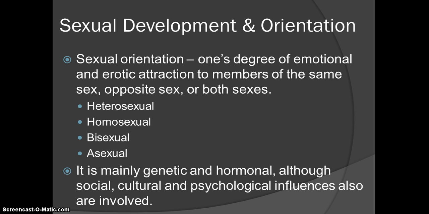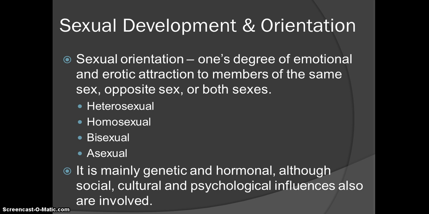One's sexual orientation is one's degree of emotional and erotic attraction to members of the same sex, opposite sex, or both sexes. Usually we hear about individuals who are heterosexuals. They're attracted to the opposite sex. Homosexuals, individuals attracted to the same sex. Bisexuals, individuals attracted both to the same sex and opposite sex. And asexuals, individuals who are not attracted sexually to any gender.